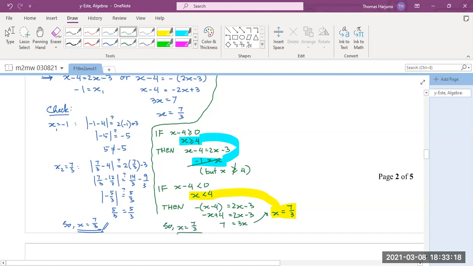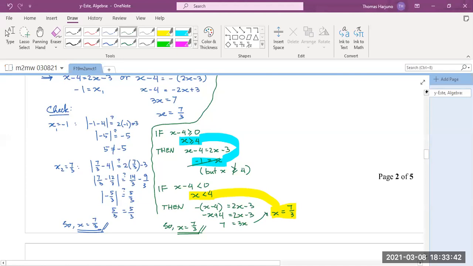It seems like we don't do checking for the second method, but that's because we did the checking already earlier. When x minus 4 is at least 0, what happens? When x minus 4 is less than 0, what happens? So instead of doing a long checking at the end, we do the checking at the beginning instead.